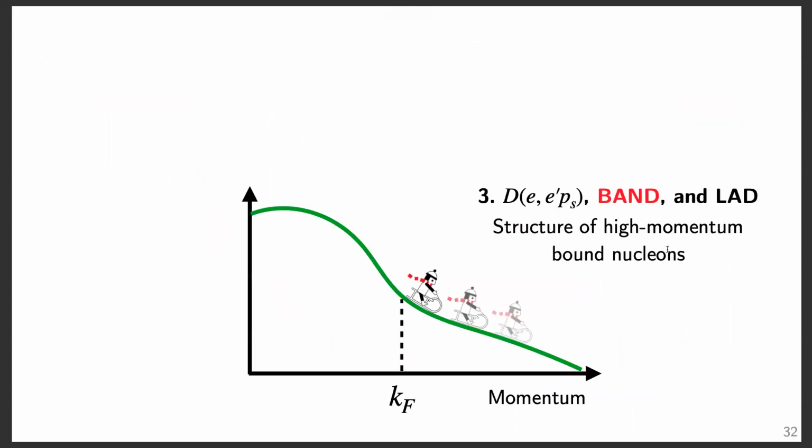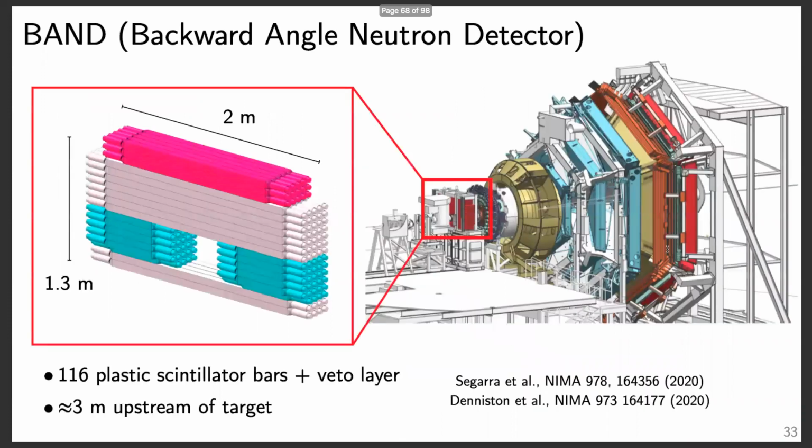Okay, so now I'll move on to the BAND experiment, and I'll spend a couple more slides on this because this is something that I spent a lot of time working on as a postdoc. BAND stands for the Backward Angle Neutron Detector. It's a time-of-flight scintillator detector composed of over 100 scintillator bars that was dropped upstream of the target in Jefferson Lab Hall B. So this is the CLAS12 central detector, the forward detector, and this right here is BAND.